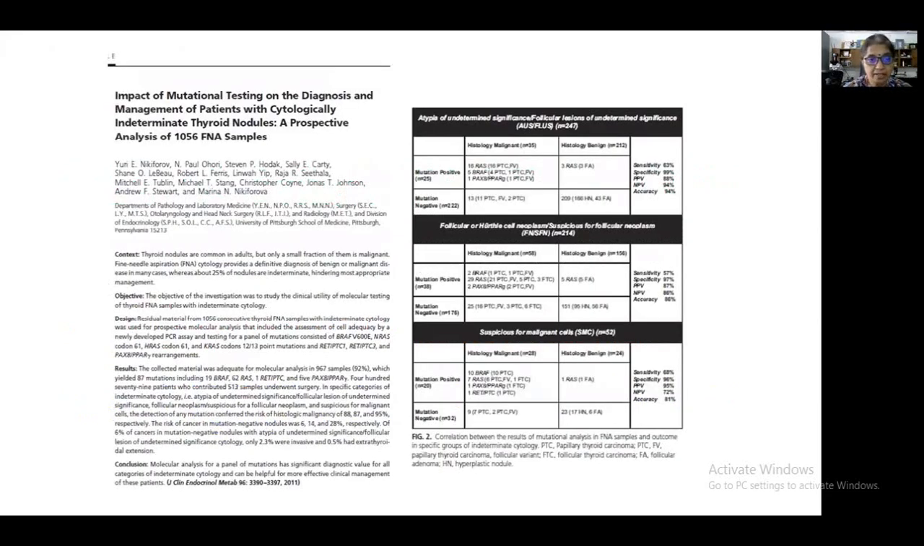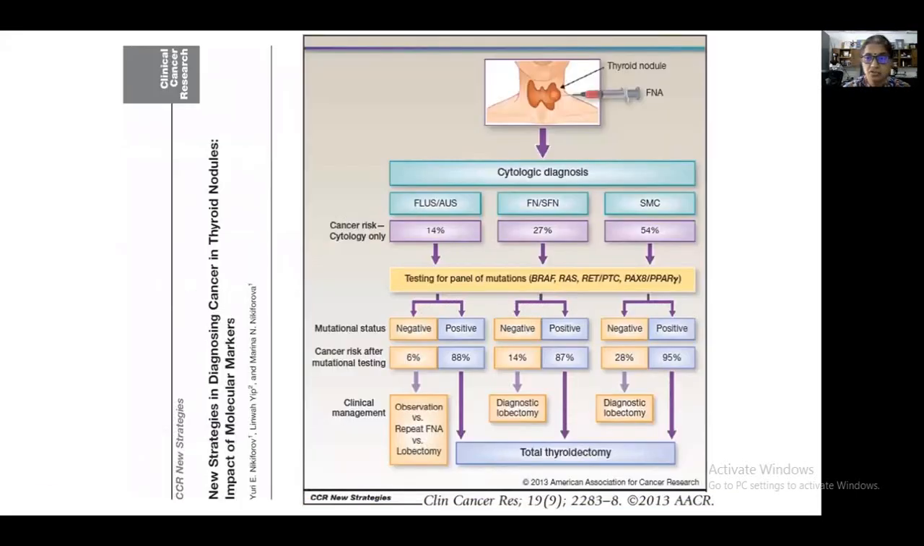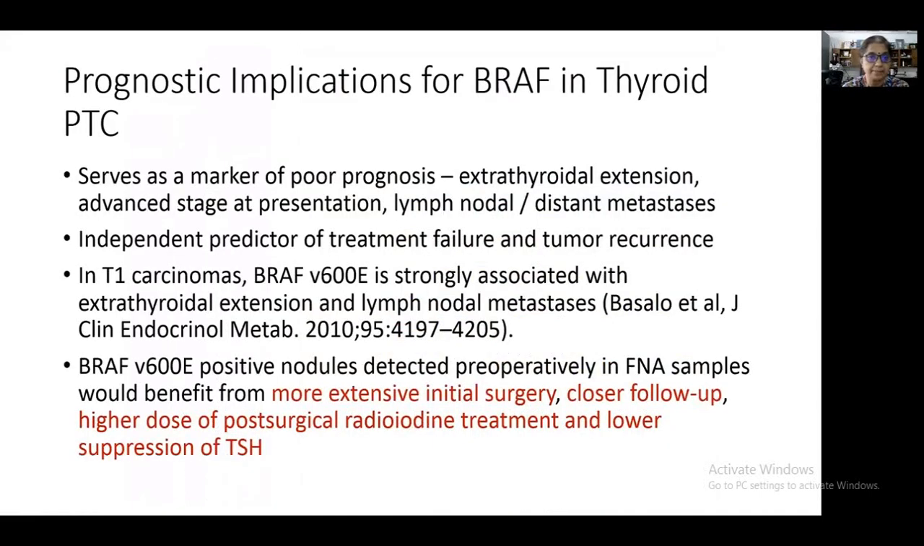So this is the other paper I referred to, Nikiforov et al. And you could even go into the details of this paper. This is the algorithm that they recommended following FNA and the cytology diagnosis. This was the original risk category based on cytology only. If you did the molecular testing, then you could more accurately predict the risk of malignancy and help the surgeon manage the case most appropriately.